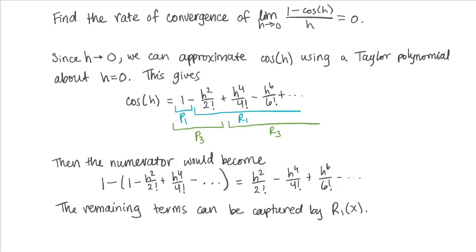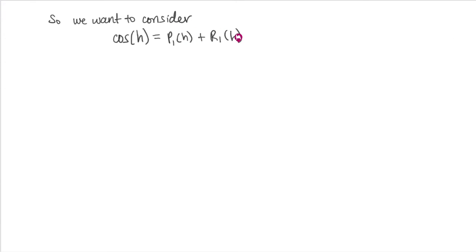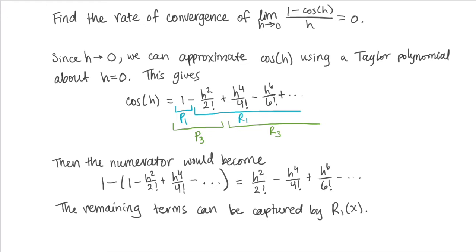So let's go ahead and compute the remainder for this polynomial. Let me go and get a new slide here. All right. So really, instead of expanding cosine of h with all of those terms, we just want to think about P1 of h here instead of x plus R1 of h. And I think back here I might have put x instead of h, so let me go ahead and clear that up.